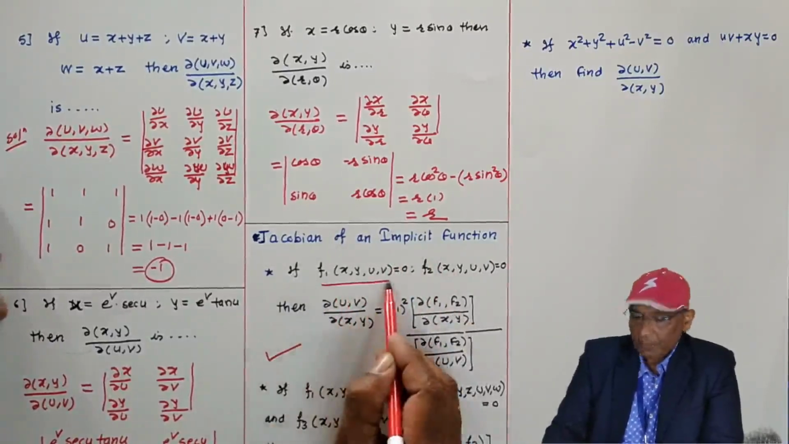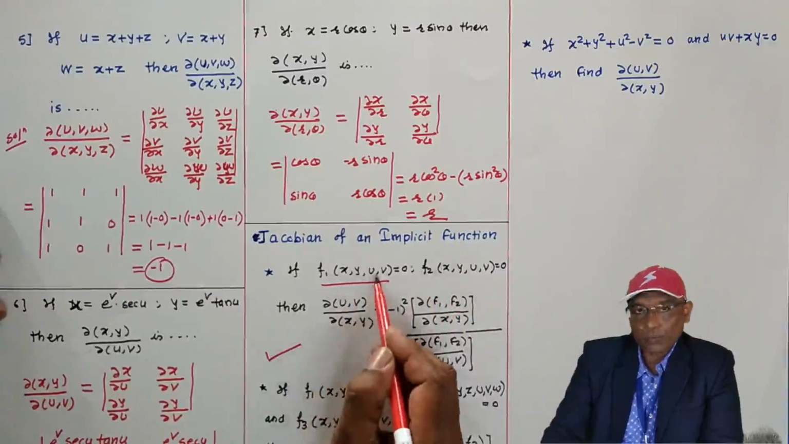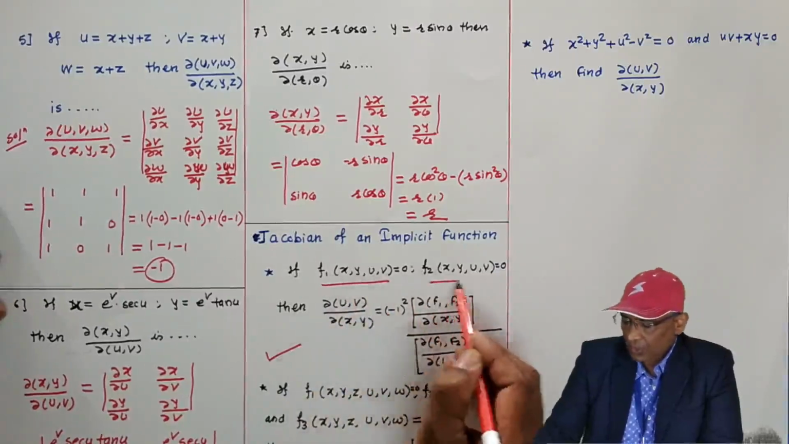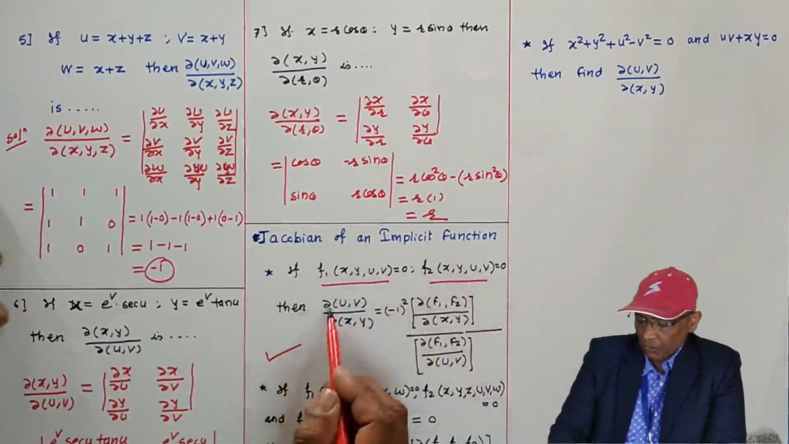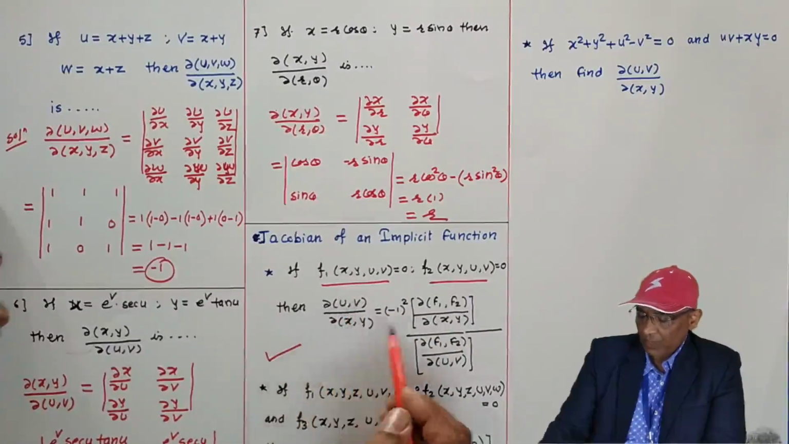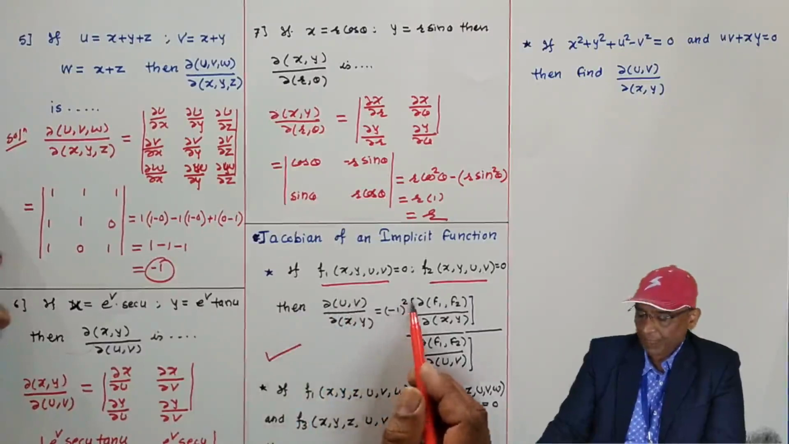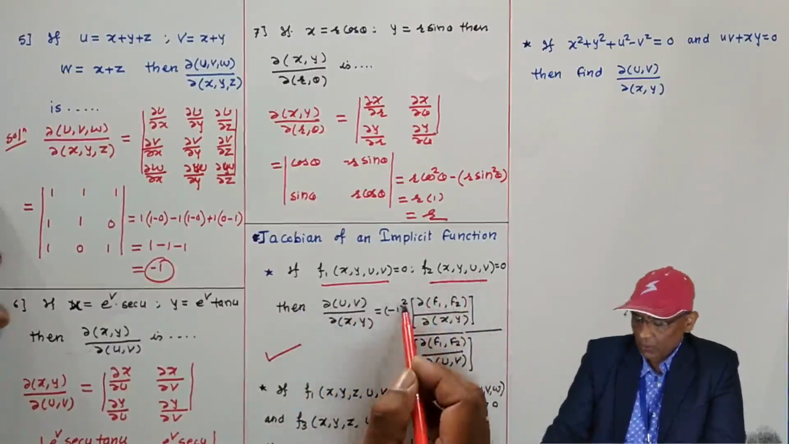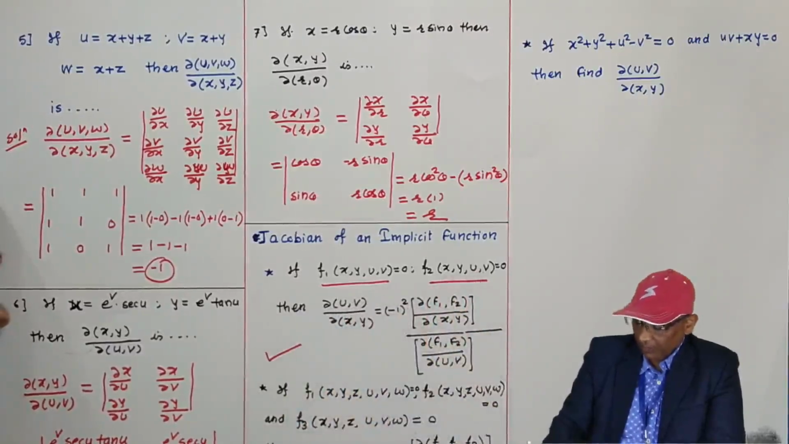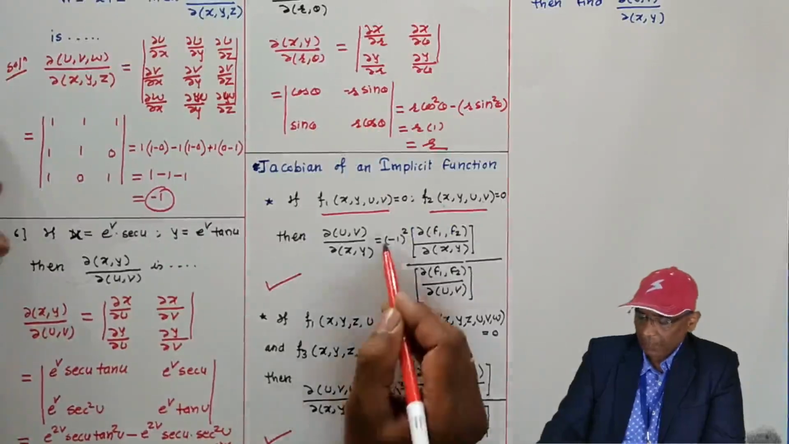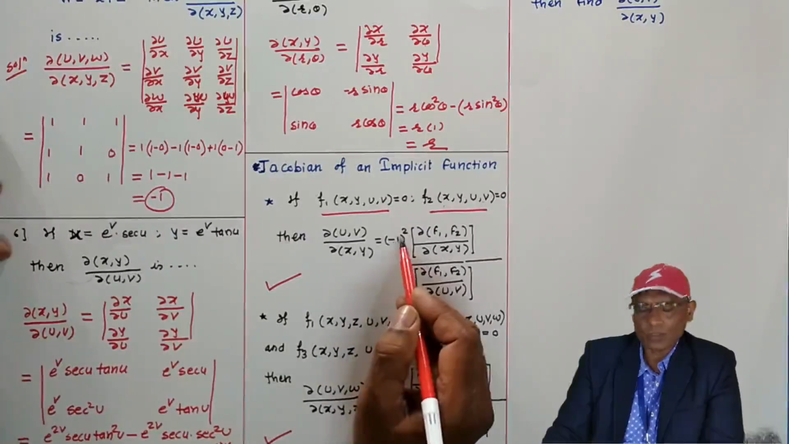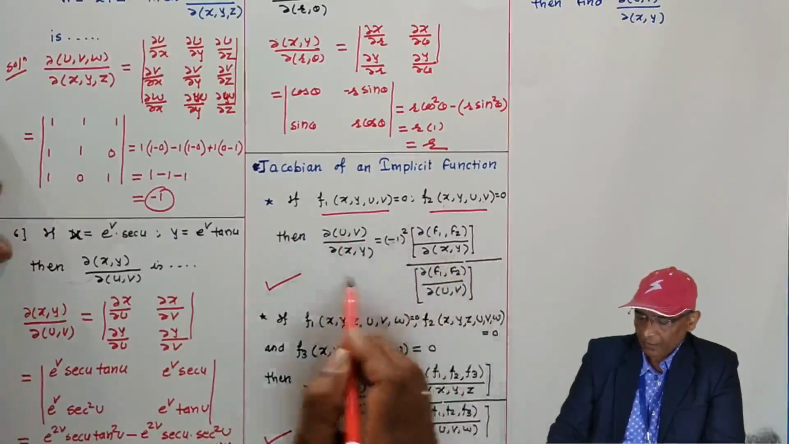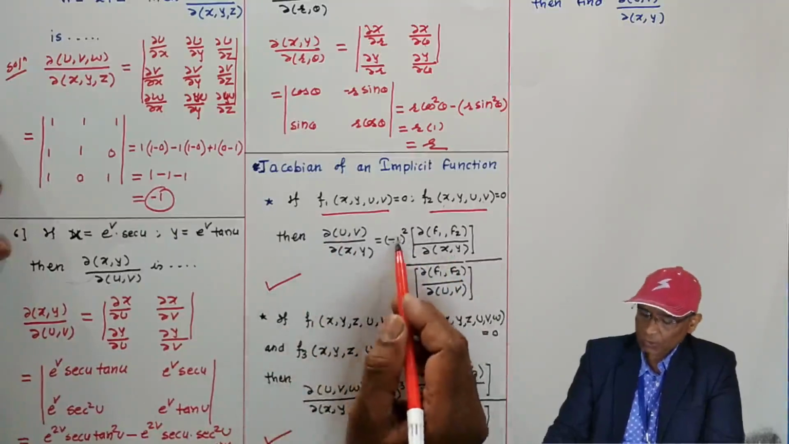Here, f1 is an implicit function of x, y, u, v, f2 is an implicit function of the 2 by 2 variables, x, y, u, v. Then Jacobian of u and v with respect to x and y is what? Minus 1 square. It is 2 by 2, therefore square is there. For 3 by 3, minus 1 power 3. The minus 1 square is what? 1. And minus 1, if you don't write, it is also okay. But this is the formula, that's why I have written minus 1 to the power 2.